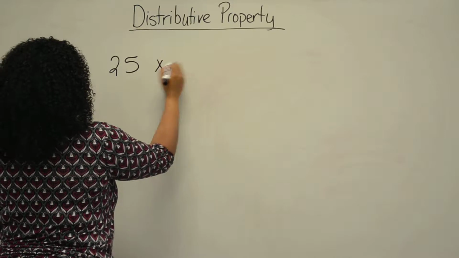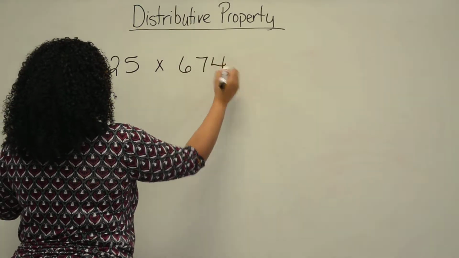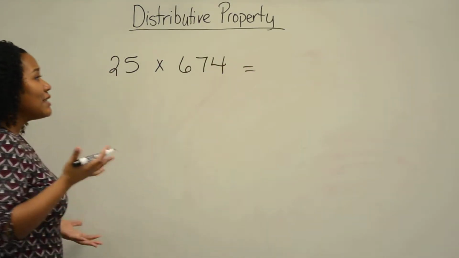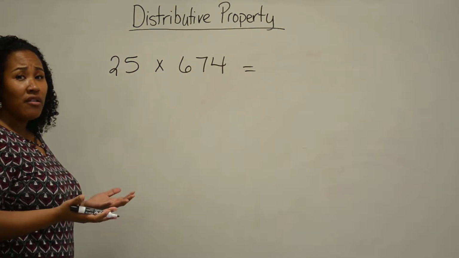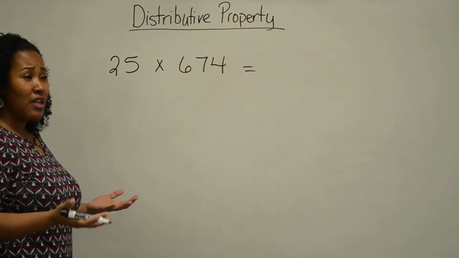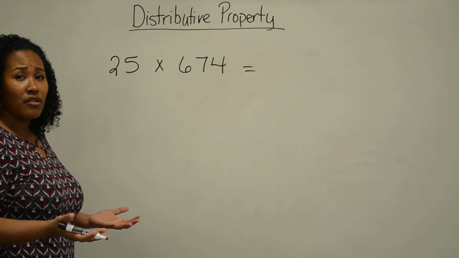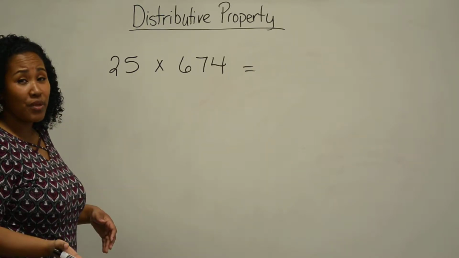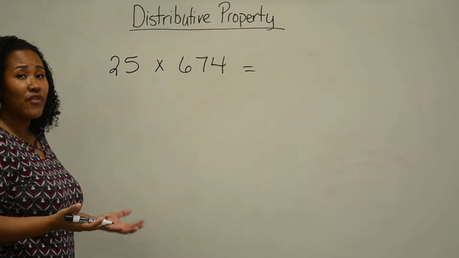25 times 674. It really doesn't matter which number you break apart, so it's really up to you. You'll still get the same answer in the long run, but one way may be a little bit easier than the other, so you kind of just have to have a feel for it.